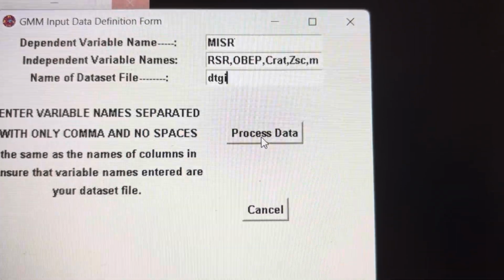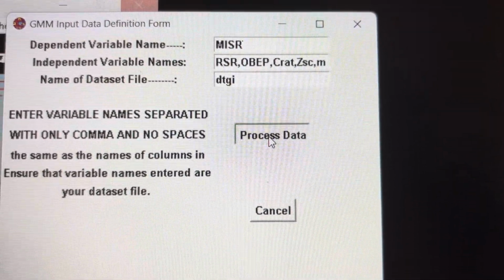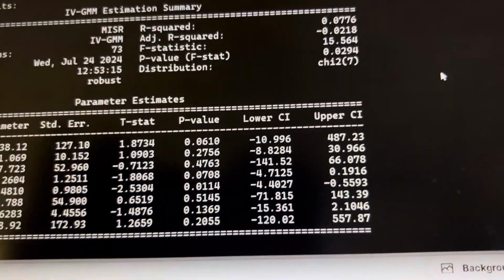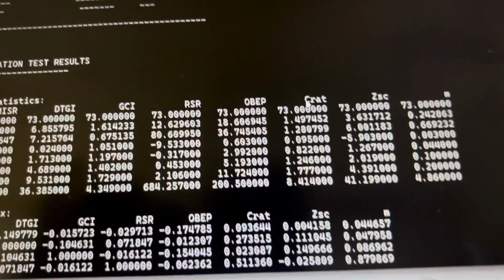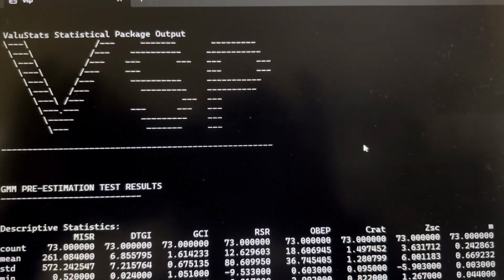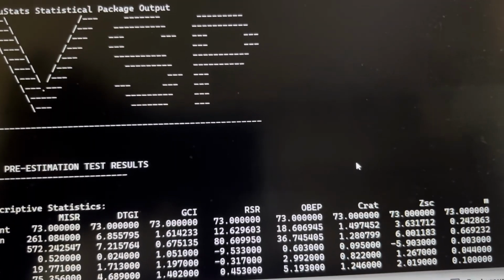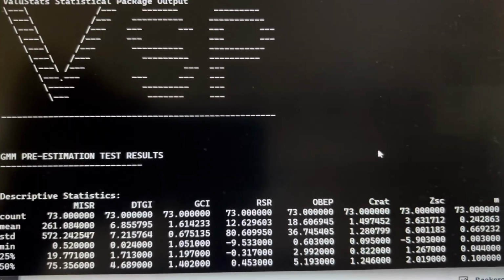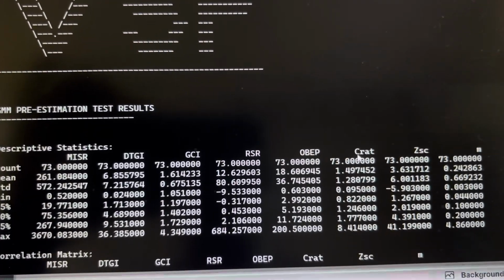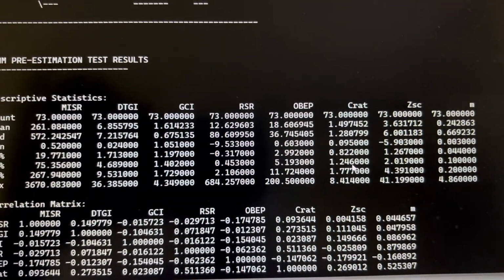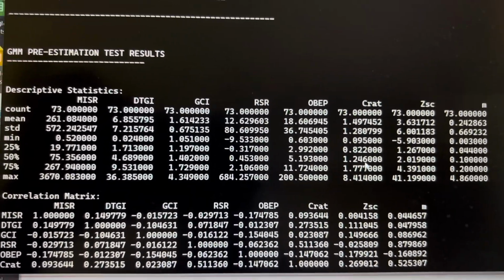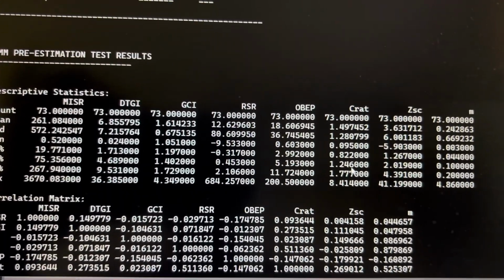So, having done that, we simply click process data, and it has just finished very fast. Now let us see the results. Yeah, so as before, this is the results. The Value Start Statistical Package output started with the GMM pre-estimation test results. Even though GMM does not really need a pre-estimation, we decided to include it in VSP so that you can also compare.